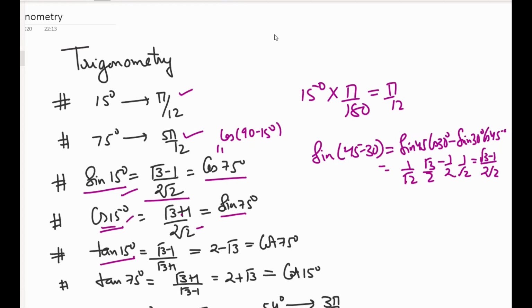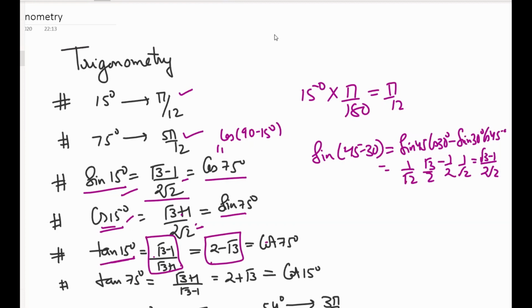Similarly, tan 15 is sine divided by cos. So when I divide these two values, I get root 3 minus 1 upon root 3 plus 1. So one value is this, which you have to keep in mind. And another value is 2 minus root 3, which I obtained by rationalizing this. So tan 15 is root 3 minus 1 upon root 3 plus 1, which is equal to 2 minus root 3, and further that is equal to cot of 75 degree.